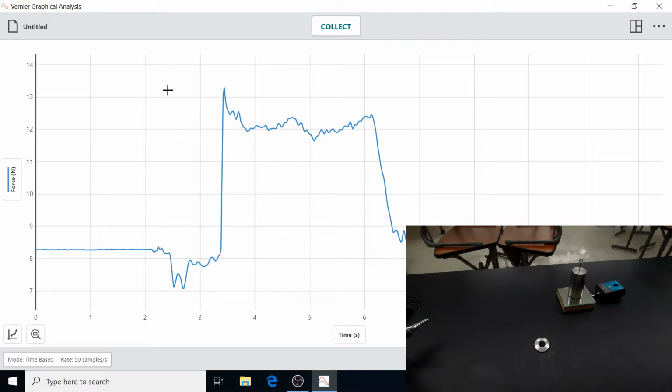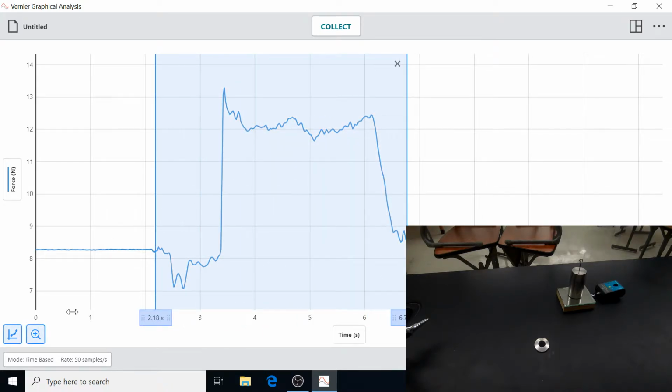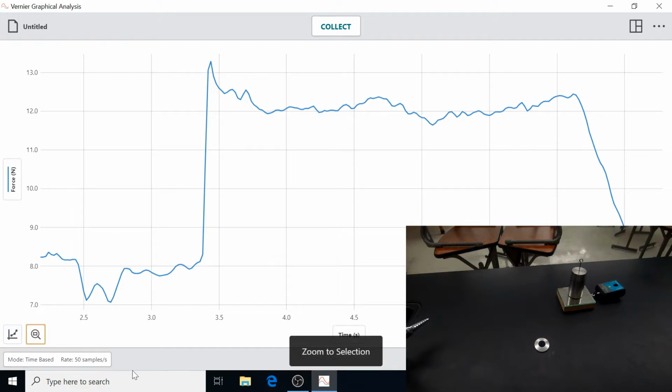So I'm going to come over here and zoom in on this portion right here, okay? And remember this peak right here, this maximum point. Remember what that represented. That represented the very point that the block started moving. So all the force values measured before that point would be our static friction, and everything after that point would be our kinetic friction.